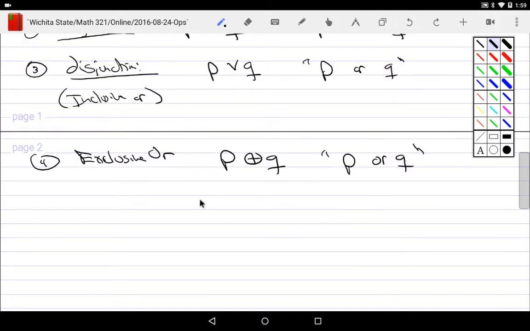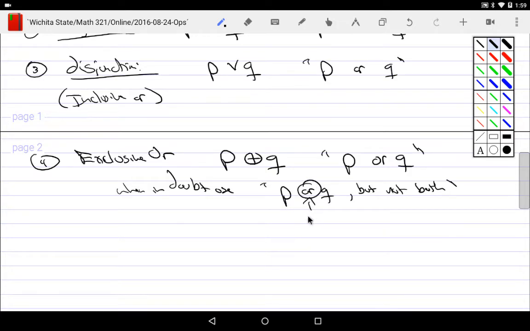And so when in doubt, use "P or Q, but not both," right? If you don't understand which or it is, you ask, is it inclusive or exclusive? Say it, but not both. Oh, you mean exclusive. So if you're confused about what the word or means, you would do that. When there is no confusion, just simply say P or Q, and let them figure it out from context.